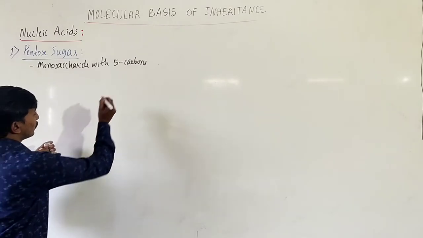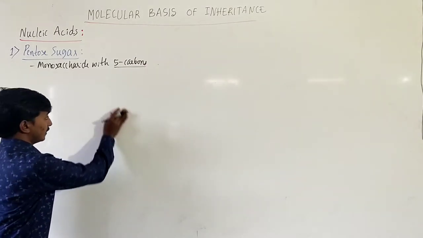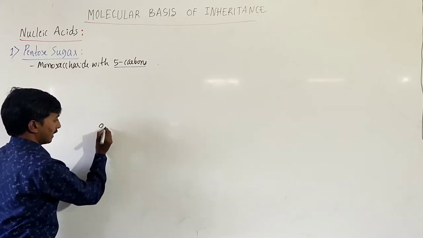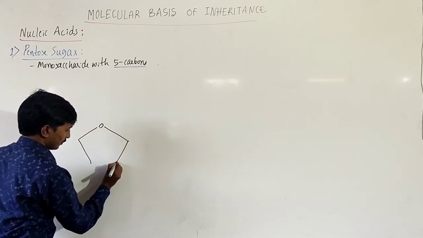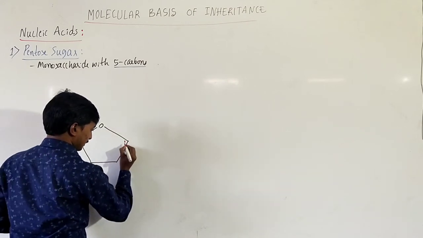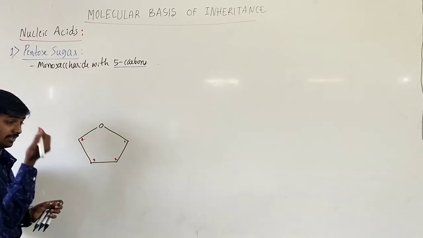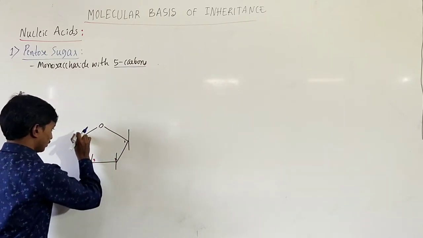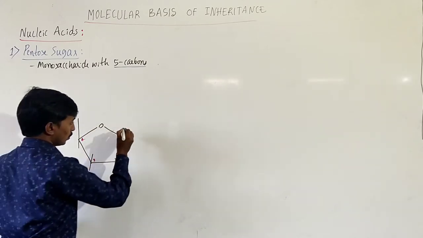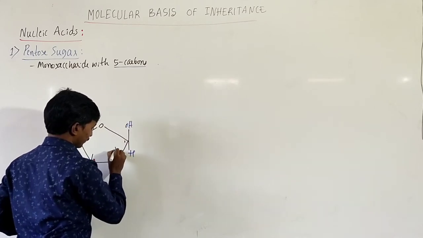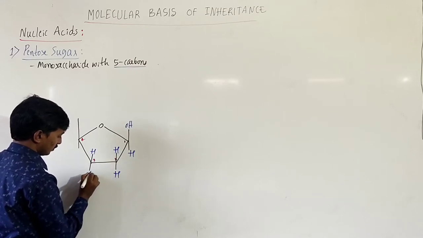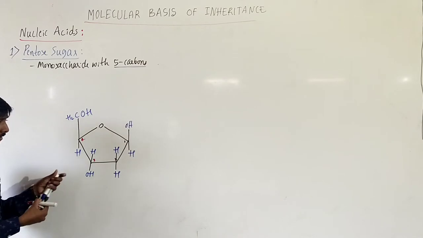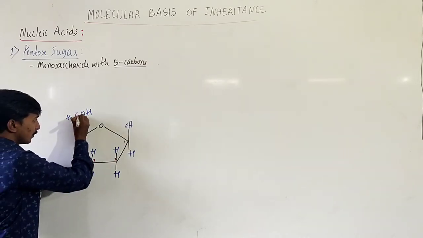Okay, so when we say five carbons, let's see how the five carbons are arranged diagrammatically. So there will be one oxygen atom, and this structure has five angles, a pentagonal structure. So this represents the first carbon, second carbon, third carbon, fourth carbon. Where is the next one? So like this the carbons are arranged. This is the structure of pentose. So OH, H, H, H, H, OH, H, H2COH. So here first carbon, second carbon, third carbon, fourth carbon, this is the fifth carbon.